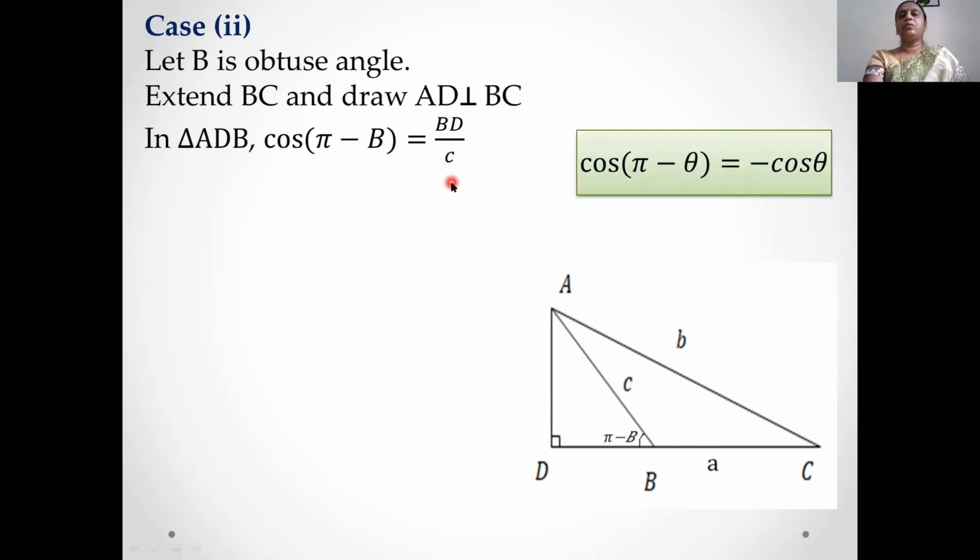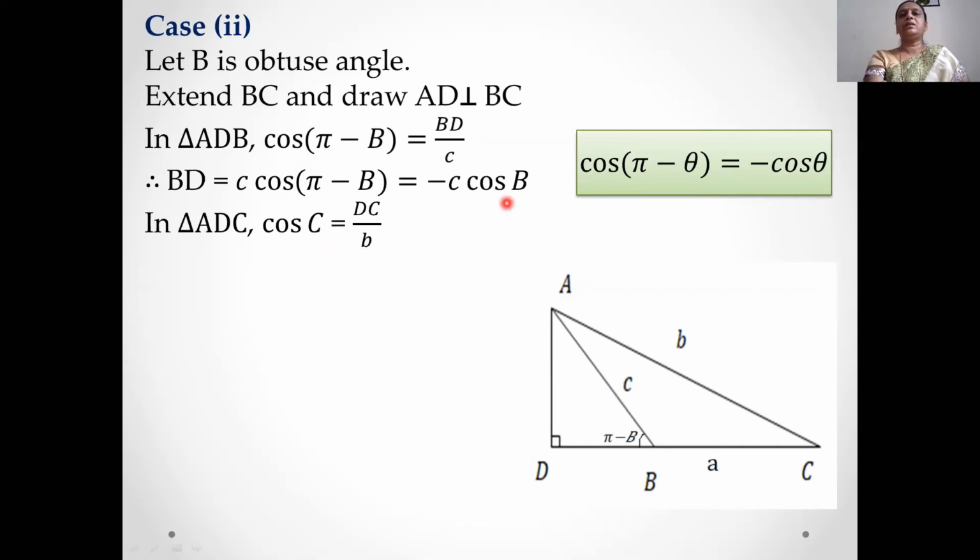Now we know the allied angle formula: cos pi minus theta is minus cos theta. We will use this formula. Now simplify this. BD is equal to c times cos pi minus B. In the next step, you write the value of cos pi minus B as minus cos B. Therefore, we will get BD is equal to minus c cos B.